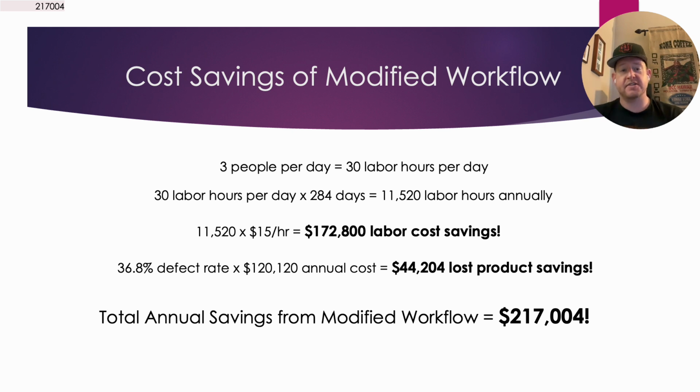Our new workflow nets us a total savings of around $172,000 in labor costs. That means there was more waste than we originally thought. And now that we have devised a more efficient system, we should expect sandwich dwell time to go away as well, effectively eliminating our most common defect of cold sandwiches. This brings our annual savings to $217,000.